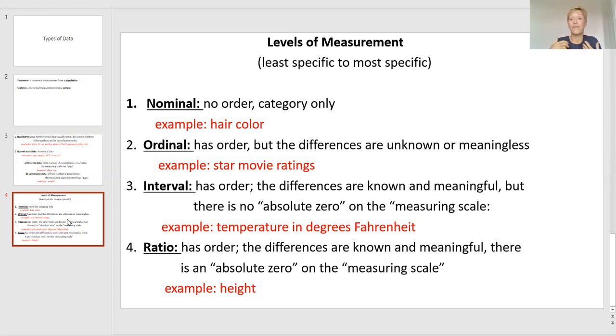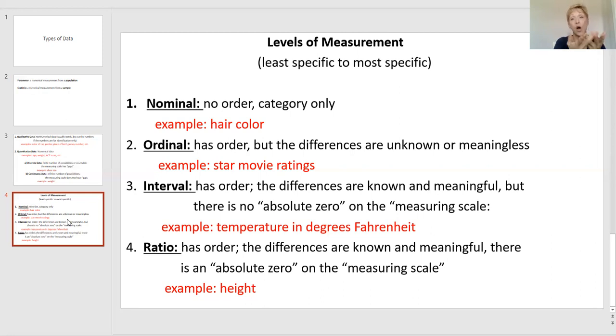Think about a ruler. If I have a ruler or measuring tape and I want to measure your height, is there a 0 on that measuring tape? Yep. Can you go past it? No. Something can't be -2 inches. So that's why 6 feet is twice as long as 3 feet, because there's an absolute zero. Weight would be another one. You can't weigh a negative amount. So do you understand the difference between interval and ratio?